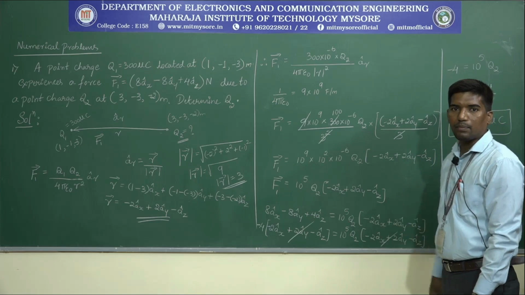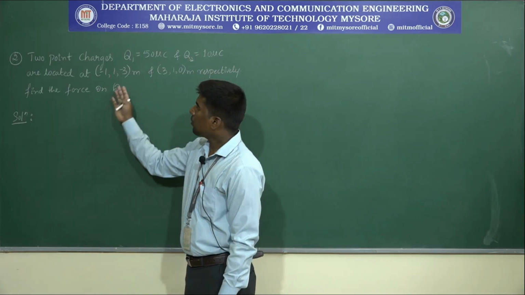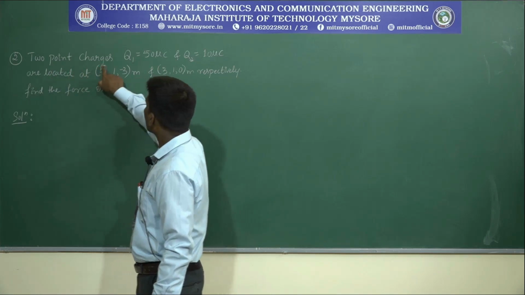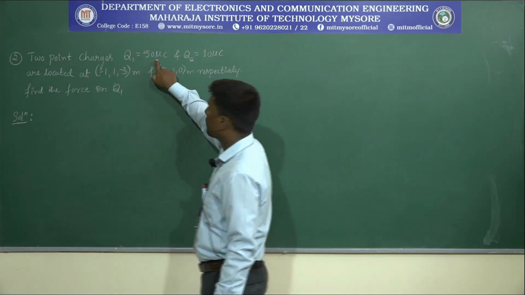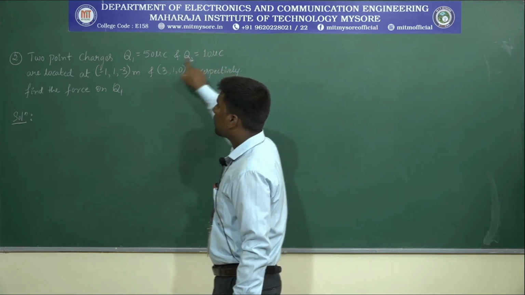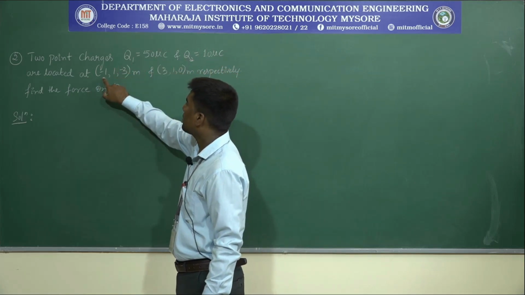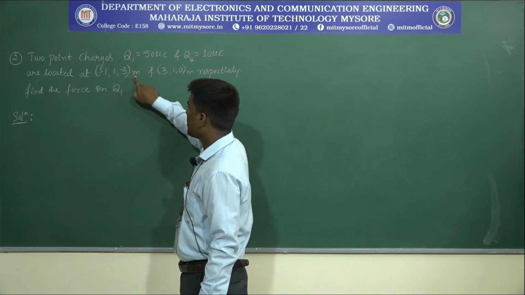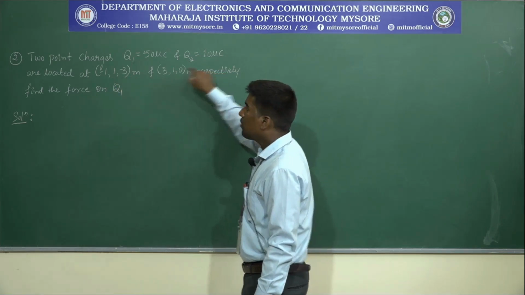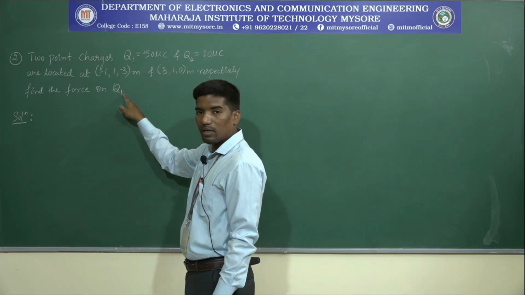Understood? Thank you. Let us solve one more problem. So let me read this. Two point charges Q1 is equal to 50 microcoulomb and Q2 is equal to 10 microcoulomb located at the coordinates minus 1, 1, minus 3 meter and 3, 1, 0 meter respectively. Find the force on Q1.